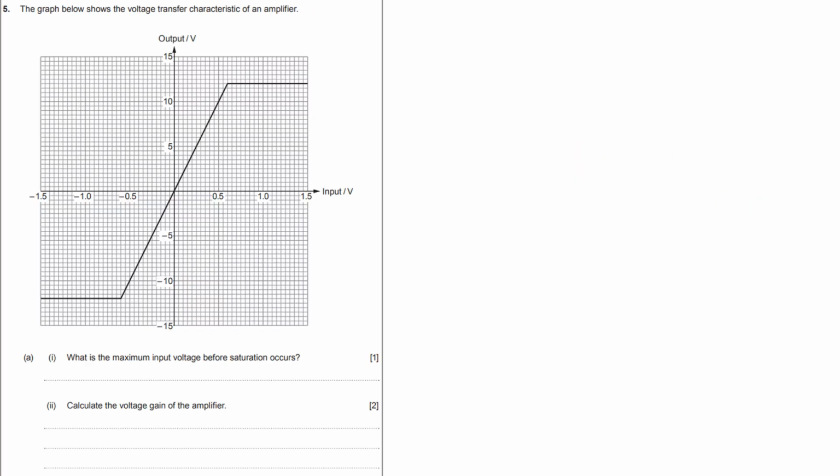Okay, you know these always crop up with op amps, don't you? Transfer characteristics, V out against V in, dead easy. What is the maximum input voltage before saturation occurs? Well, it's there, isn't it? I get that as 0.6 volts. To be honest, you could put plus or minus. I think I'd be tempted to put plus or minus, to be honest. And calculate the voltage gain. Choose a suitable value on this gradient, a suitable place. I think there's the most suitable place. Look, 10 volts and 0.5. Yeah.